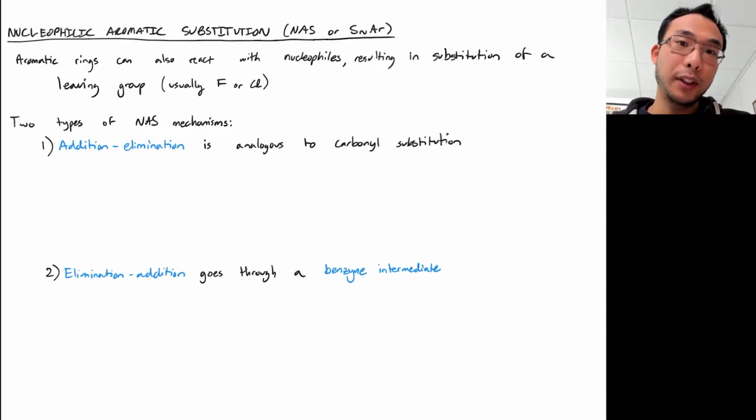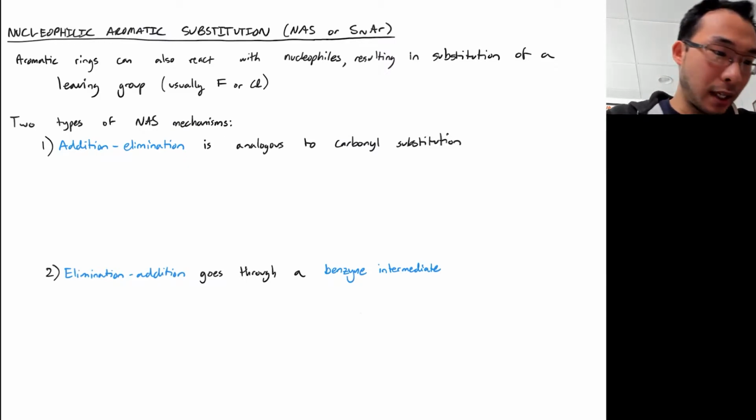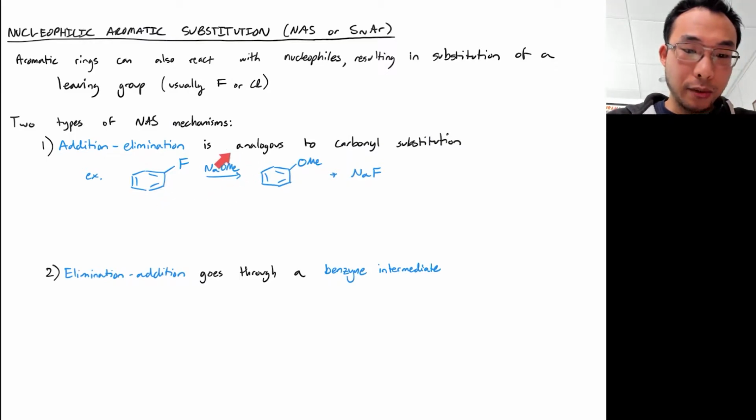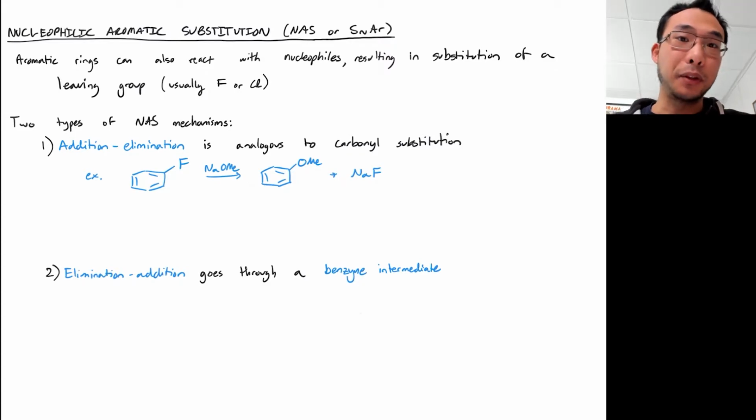So let's start off looking at the addition-elimination mechanism. This mechanism is essentially the exact same as the mechanism you would draw for performing a carbonyl substitution reaction. So here's an example reaction. If I take fluorobenzene, react it with sodium methoxide, at appropriate temperature, I can get that substitution to take place, where the fluorine was a leaving group and the methoxide here is my nucleophile.